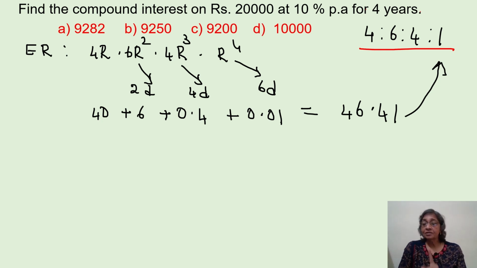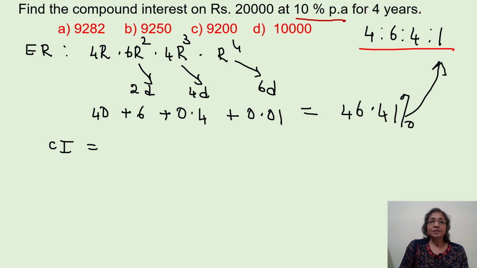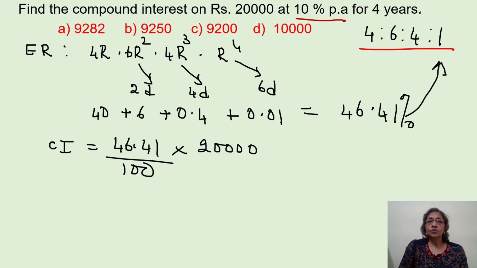Now have a look over here. Mind you, this is only when the rate is given to you as 10%. For any other rate, you will have to calculate it and do it. Now you can find your compound interest very easily. Effective rate is 46.41%. So 46.41 upon 100 into 20,000. So this will be a very simple calculation, and the answer is 9282.